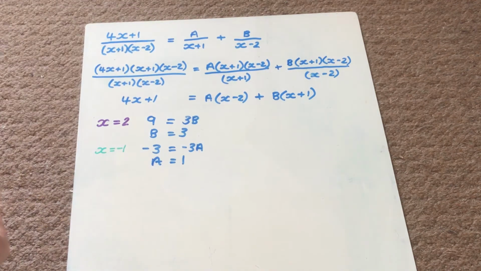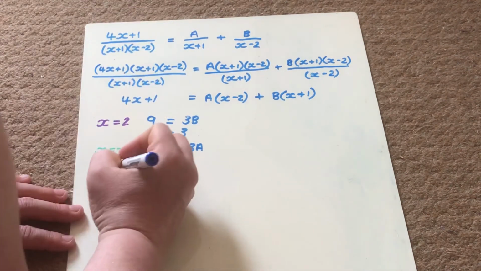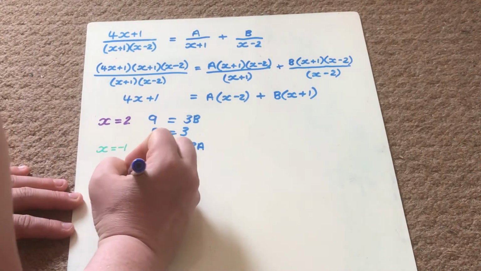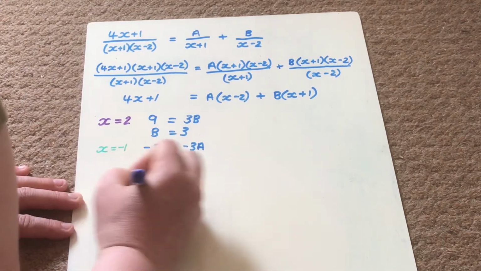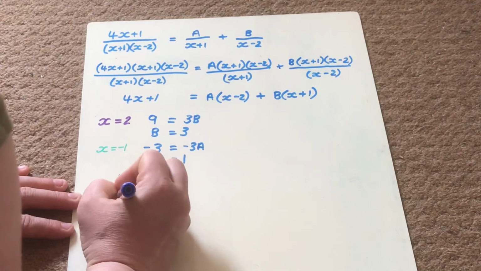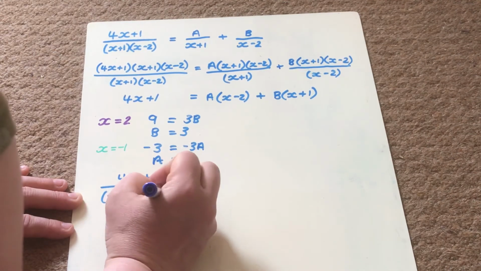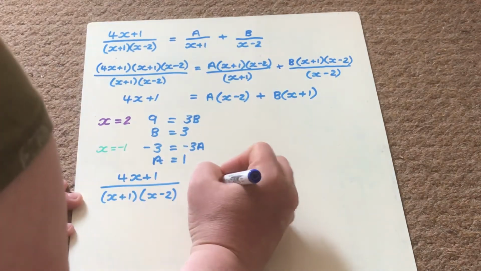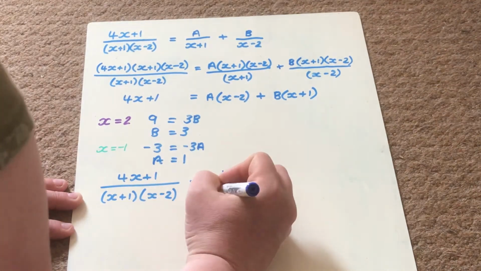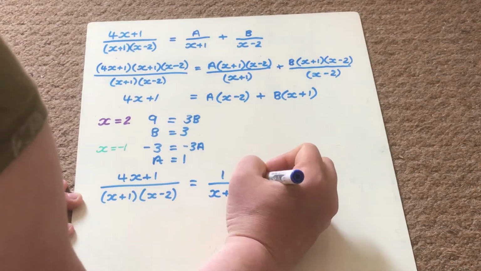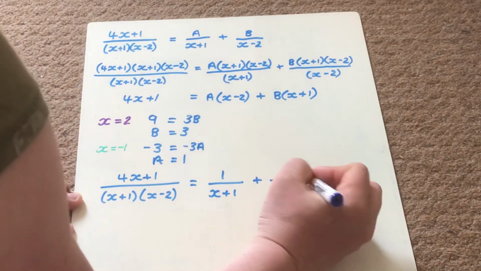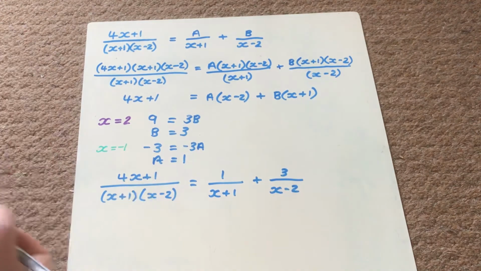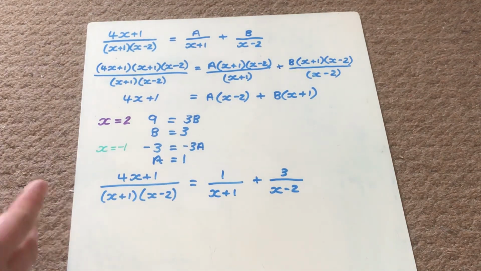All we need to do is write down our answer. So our original fraction was 4x plus 1 over x plus 1, x take away 2, is A over x plus 1. A is 1, so it's 1 over x plus 1, plus B was 3, so it's 3 over x take away 2. And we can always check these.